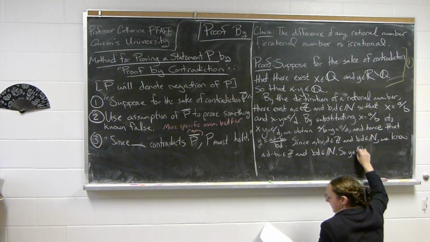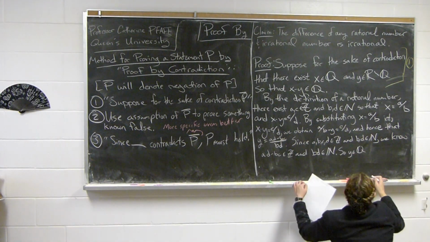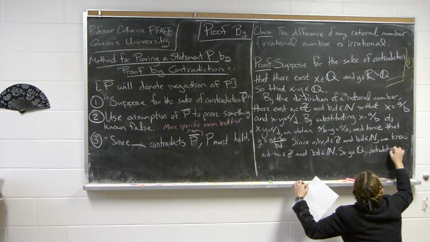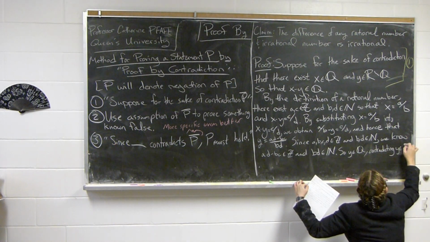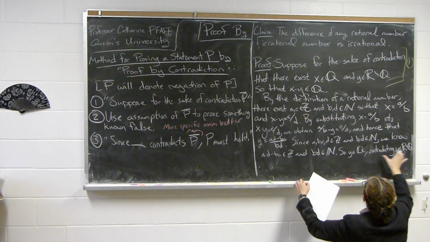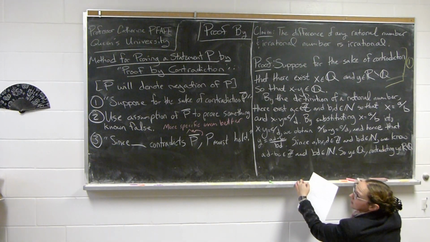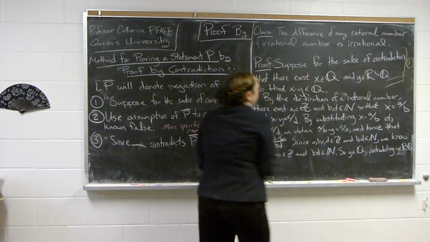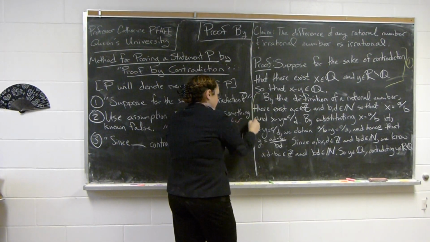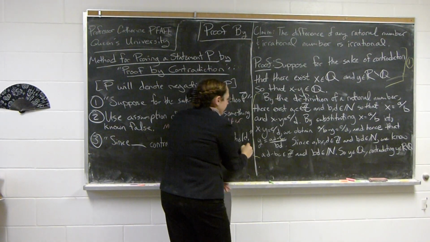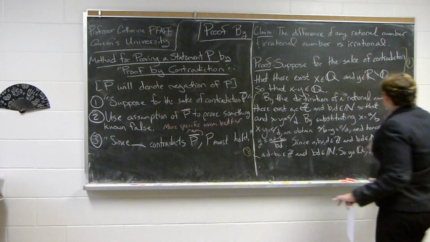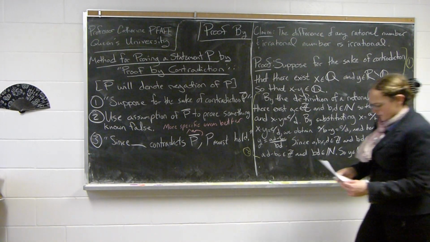So y is a rational number, contradicting that we said y was irrational. Okay, so it's really important that you actually tell us what you're contradicting. So this was the second part. Now we're just left with the third part, which is really just saying, well, we reached a contradiction. That's what we want to be true is true.